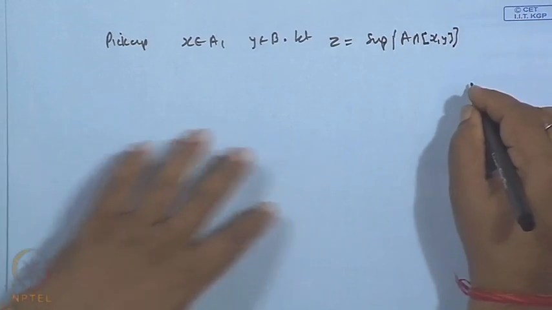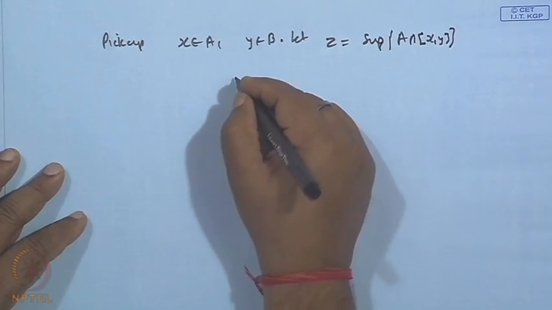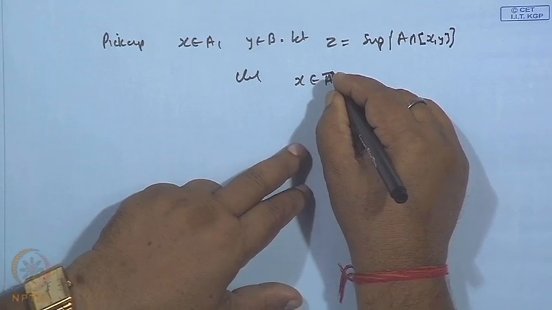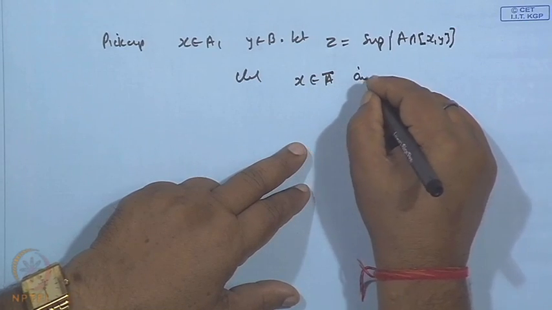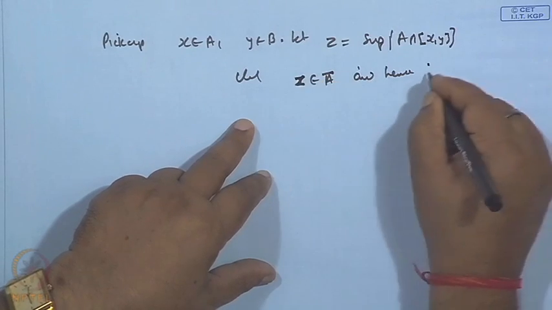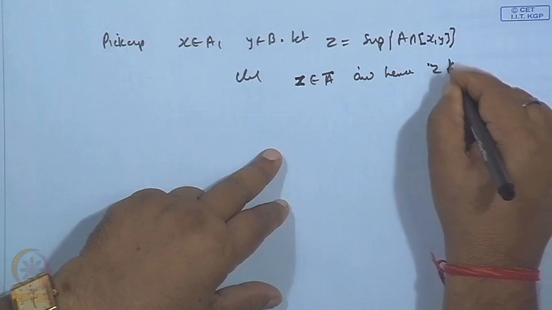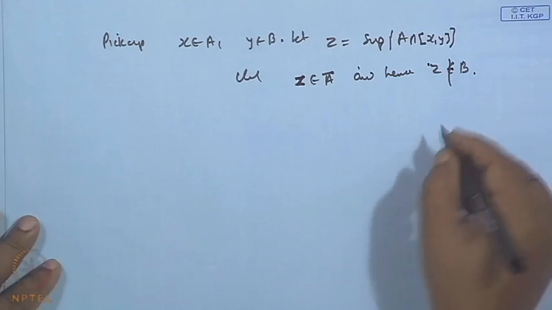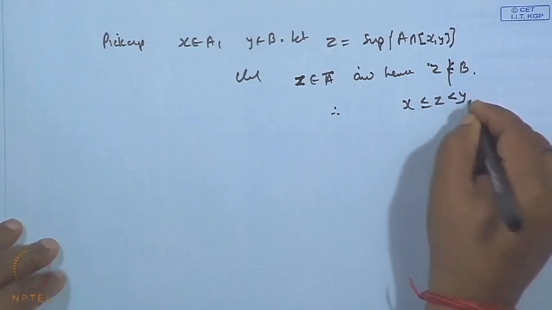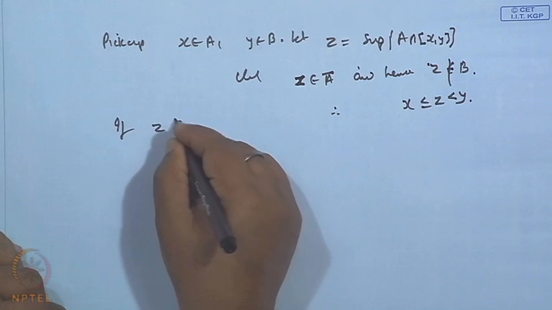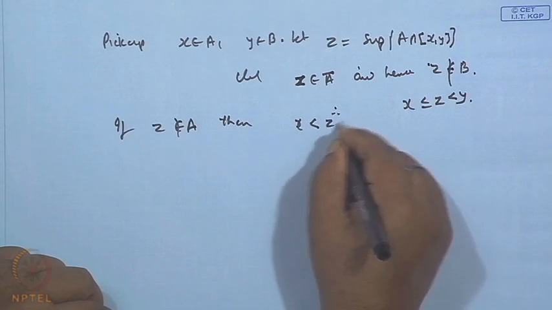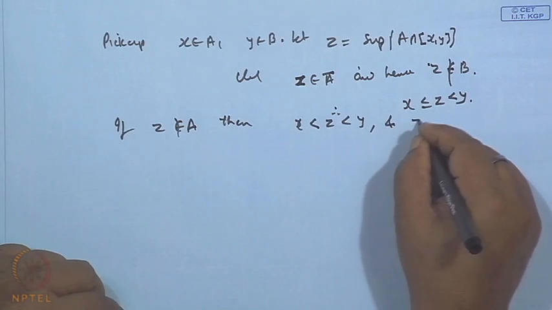Now, clearly x belongs to the A closure, and hence this z belongs to A closure, and this z cannot belong to B. Okay. So, x is less than or equal to z and strictly less than y. Now, if z does not belong to A, then we have x less than z less than y and z is not in E.